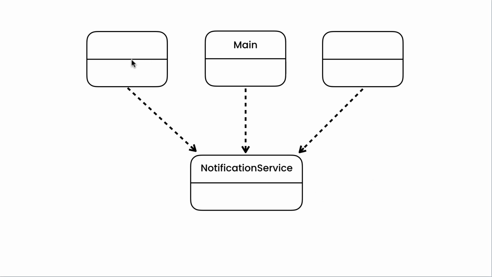These classes in our application don't need to talk to those four classes to send a notification. They can simply talk to this notification service, and this class will forward that request to those individual four classes. So next, I'm going to show you how to implement this pattern and simplify our code.